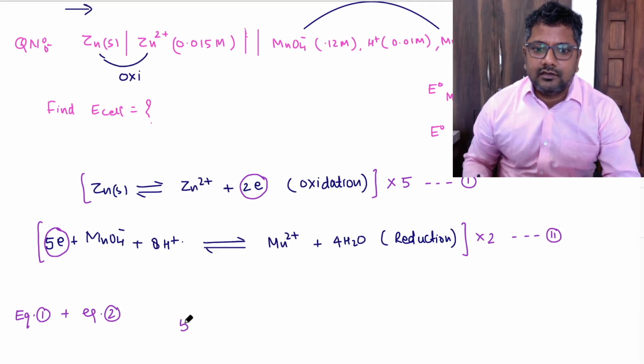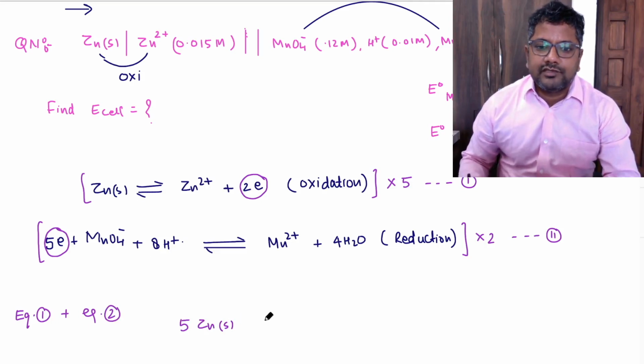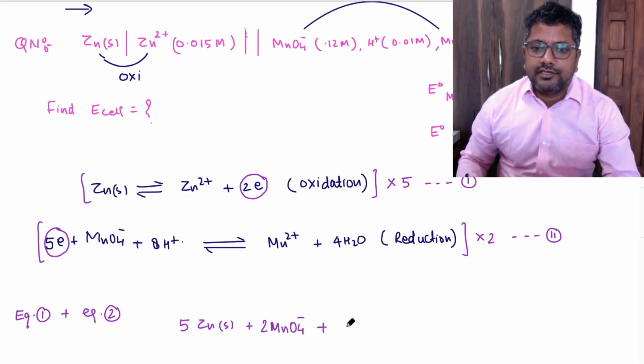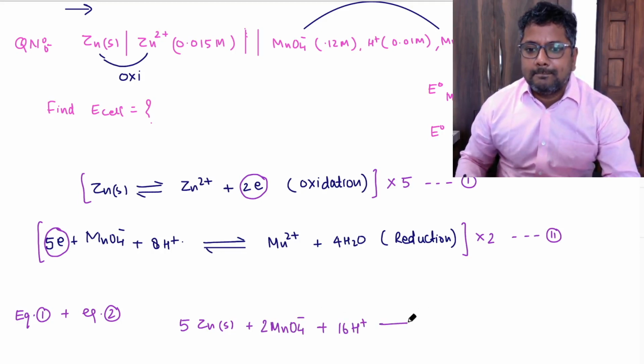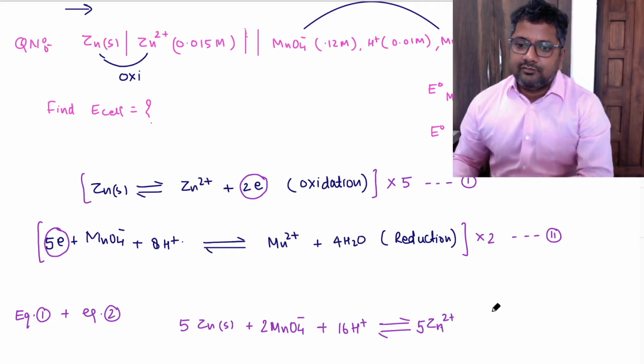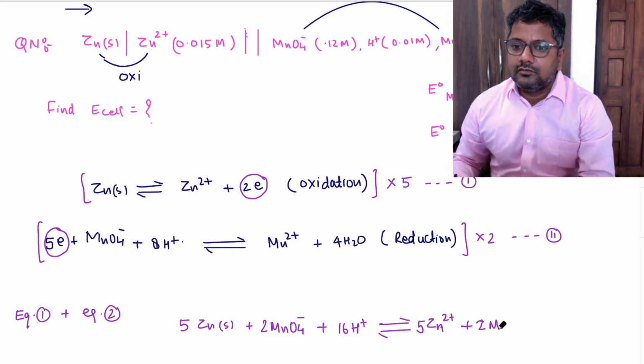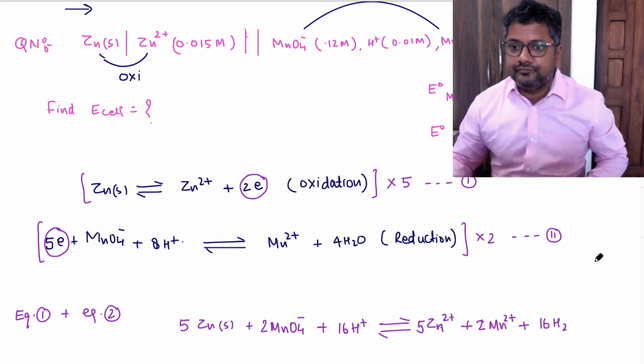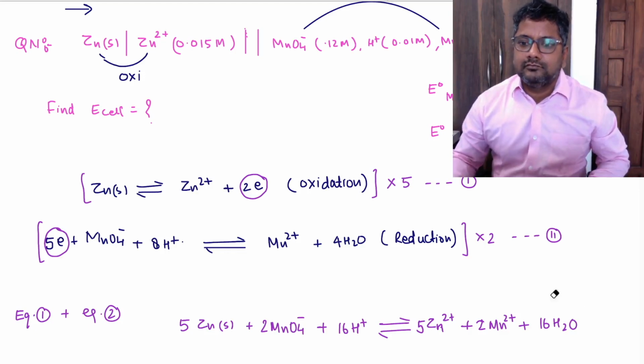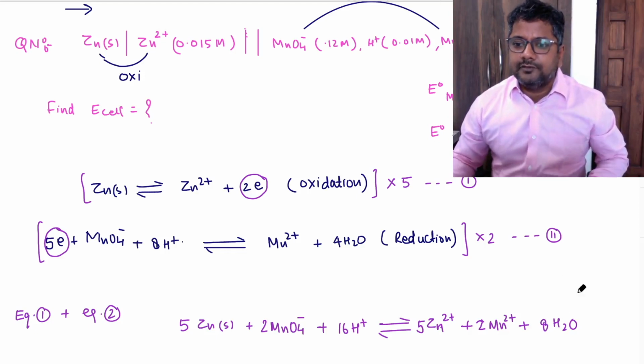So what you get? 5Zn solid plus 2MnO4- plus 16H+ will give you 5Zn2+ plus 2Mn2+ plus 8H2O. Although H2O has no role here, 8H2O, right?